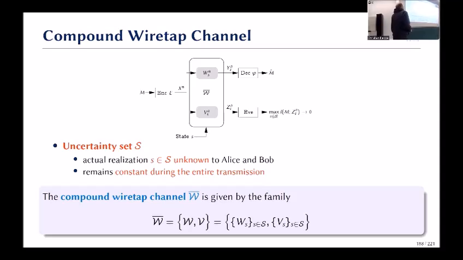That means we have a set S, and this set S is known to all, but it's not known which S is selected. This is unknown to Alice and Bob. So somehow they don't know the state of this channel. And the state causes here different channels W and different channels E. And now we want to find a formula for this system model. So in principle, we define a compound wiretap channel by this family of channels, W and V, and W is this here and V is this here.